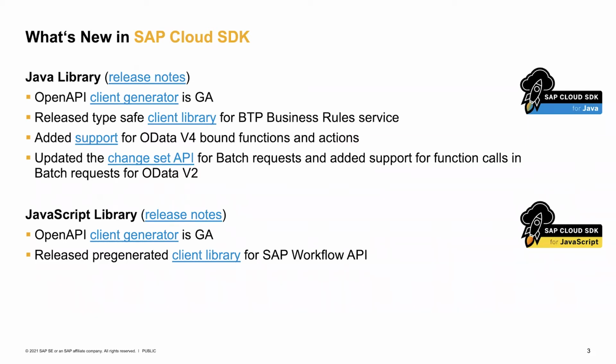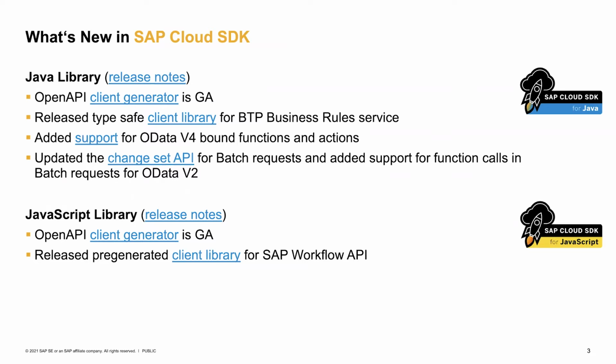With that short intro, let me move on to the latest updates for both the Java and JavaScript libraries of the SAP Cloud SDK. In the Java library, we released the OpenAPI client generator. This is also available in JavaScript. We released the type-safe pre-generated client library for the BTP business rule service. We have also added support for OData v4 bound functions and actions. And we have also updated the API for batch requests, the change set API basically, and added support for function calls in batch requests of OData v2.